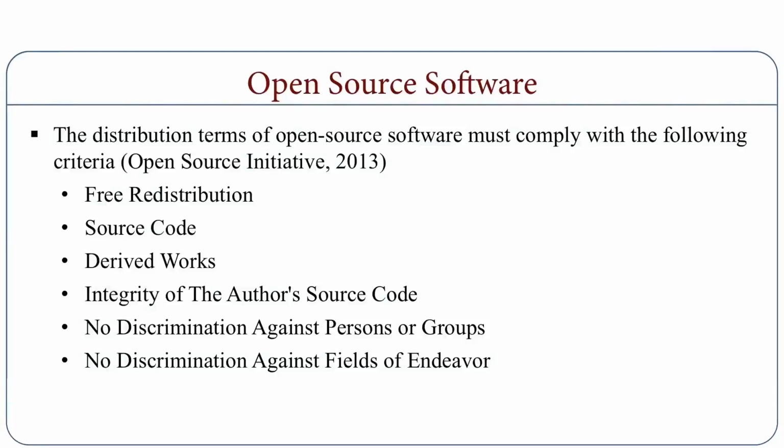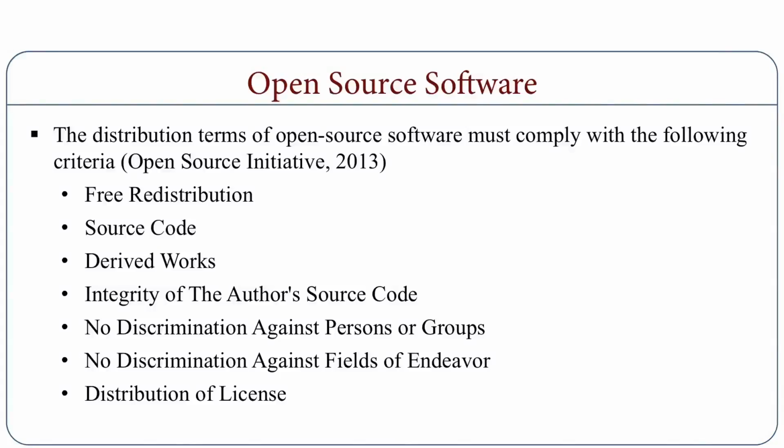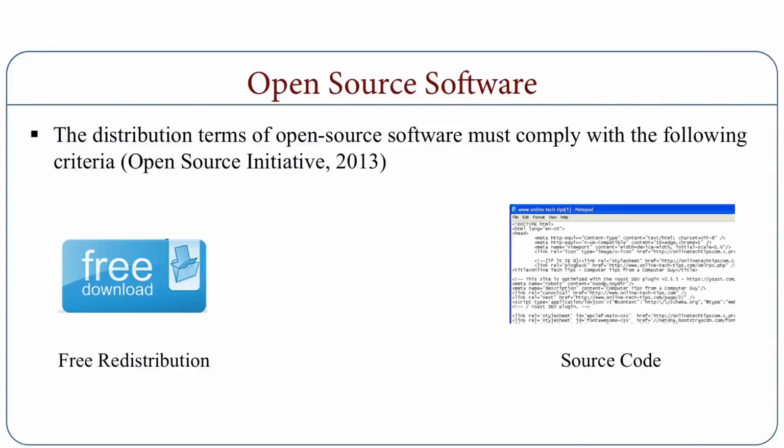Sixth is no discrimination against fields of endeavor. That is, you should not say that the software which I can use in physics if I want, I should be able to use in social sciences also, and vice versa. License must not be specific to a product. If I am modifying and making it available, the same license should be passed on with the modified software also.